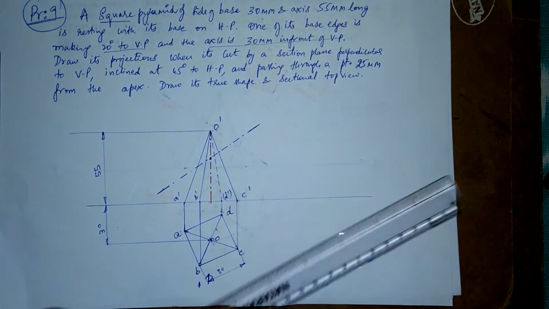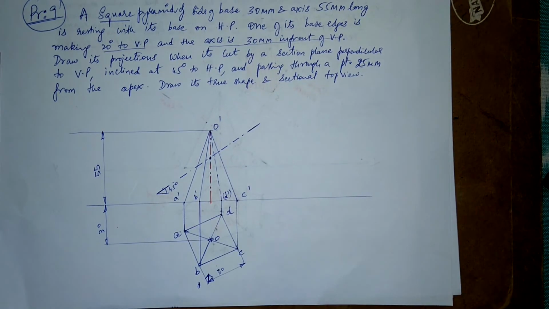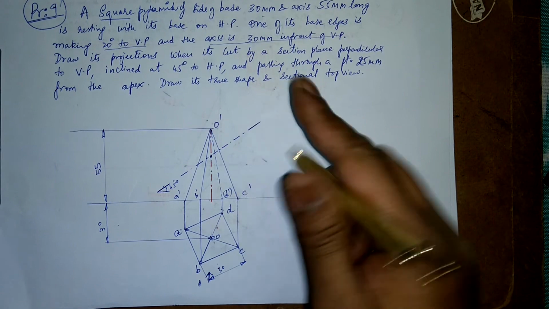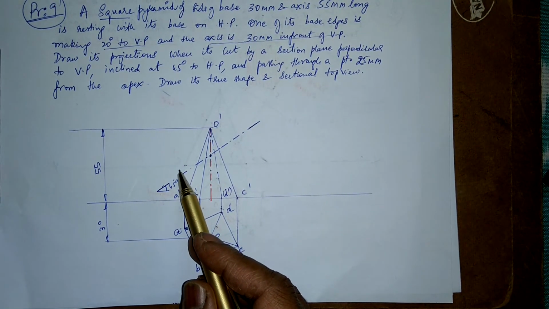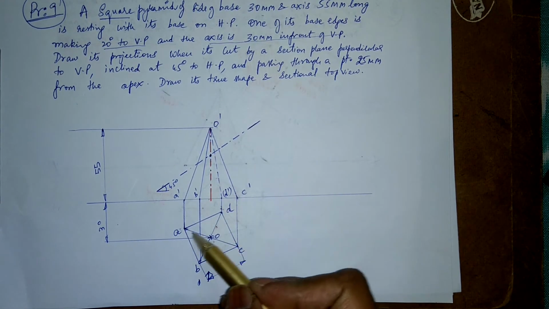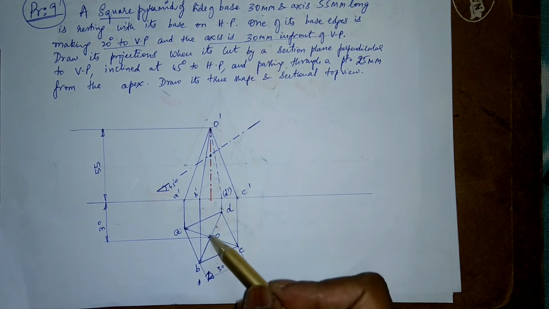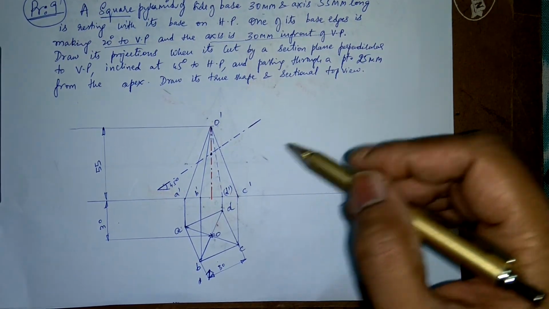This is your section plane. This is making 45 degrees to the HP. So this is what it is. Now let us get the points. Like I told you, I'm starting off from the left side, counting how many slant edges are being cut. It has basically 4 slant edges, OA, OB, OC and OD, and it is cutting all the 4 slant edges.